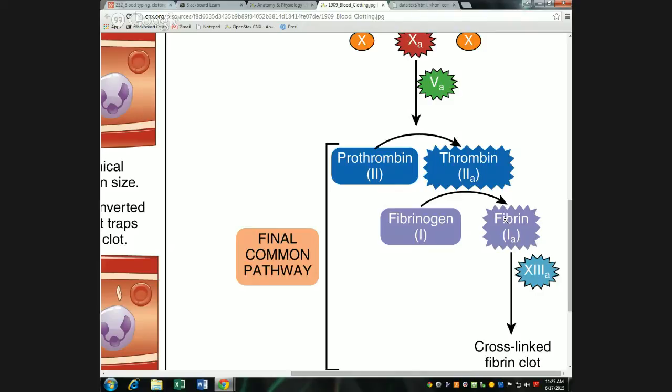Fibrinogen is a soluble plasma protein. It's dissolved in the plasma. Fibrin is an insoluble protein. So when thrombin converts fibrinogen into fibrin, it makes it into an insoluble protein, which means it no longer dissolves in the plasma, and it falls out of solution. And it does that at the site where the clot needs to form, and so it's available to become part of the clot.